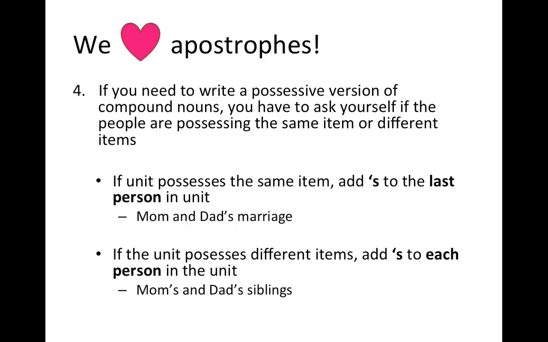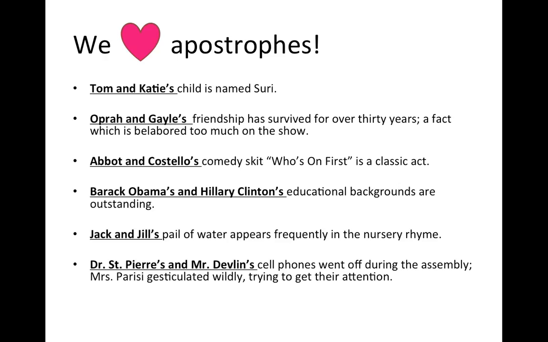But if the unit possesses different items, then you need to add apostrophe S to each person in the unit. So mom's and dad's siblings, in that case, each person, mom and dad, would both need an apostrophe S because they don't have the same siblings, hopefully. Okay, so here's some other examples with Tom and Katie, Oprah and Gail's, Abbott and Costello's, Barack and Hillary Clinton's, Jack and Jill's, Dr. St. Pierre and Mr. Devlin's. Okay, so feel free to pause this and see some additional examples if you would like.